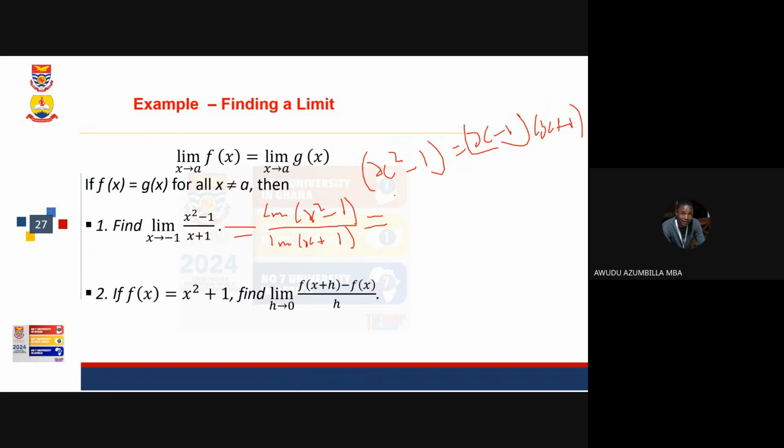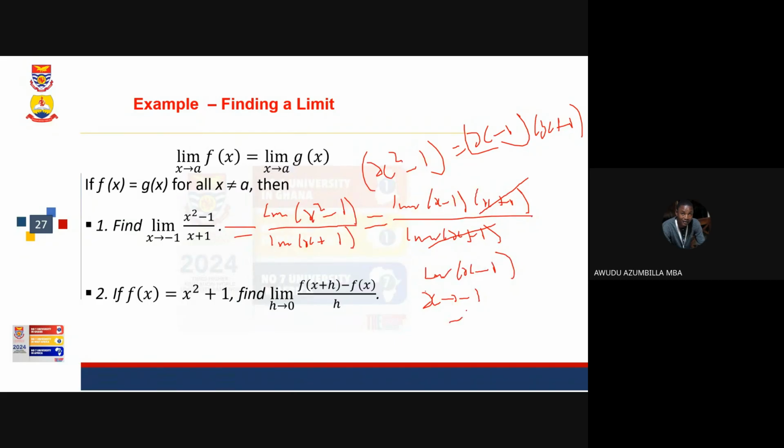You are going to get the limit of (x minus 1)(x plus 1) all over the limit of x plus 1. So we can clearly see that one of them will cancel this, so that we will have our limit x minus 1. So the limit as x approaches -1. Wherever we see this, we are going to put -1 there.